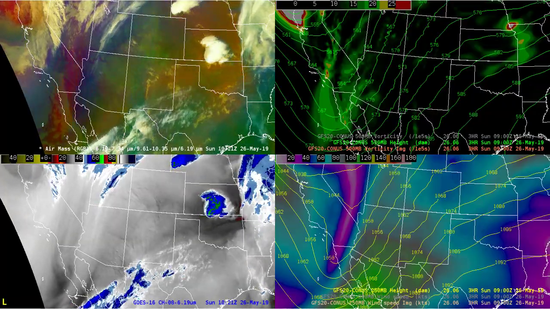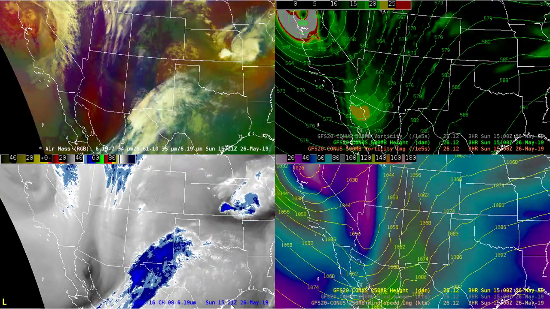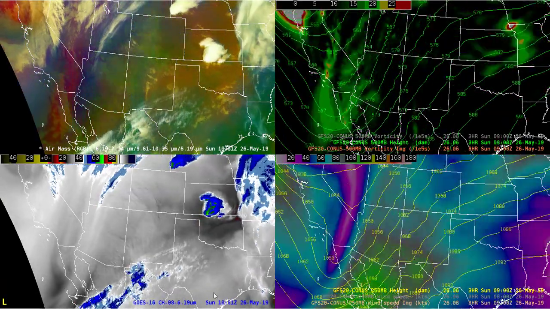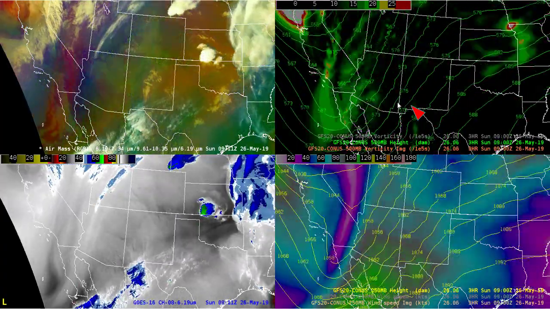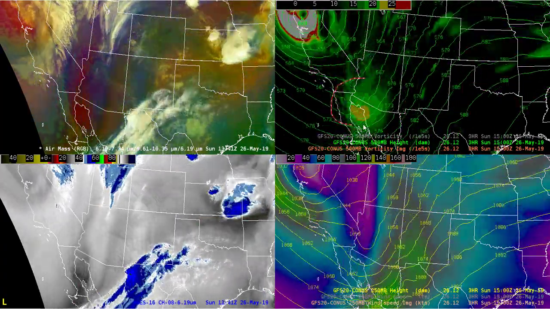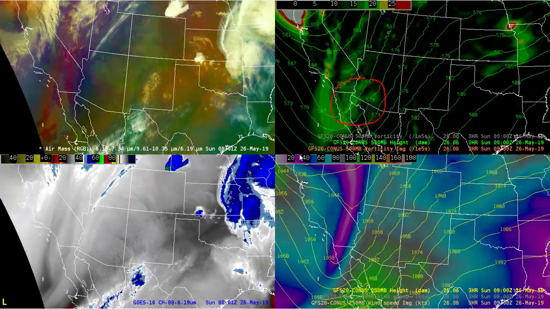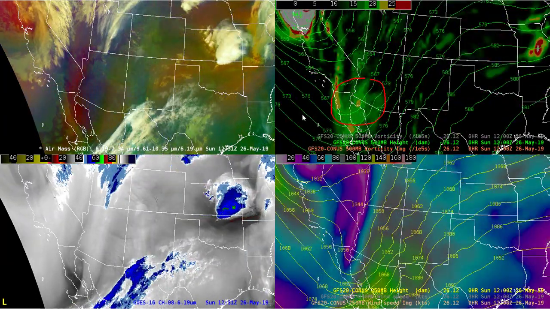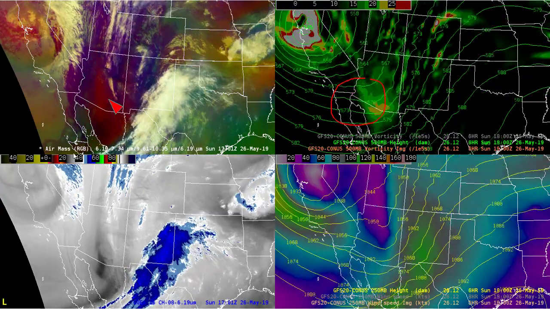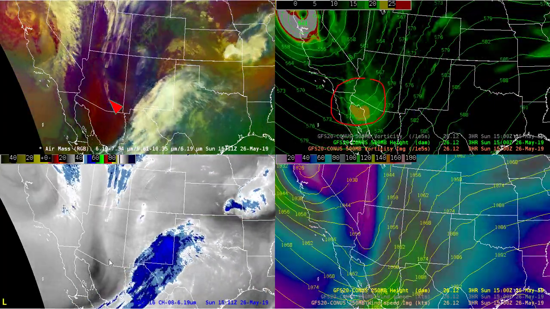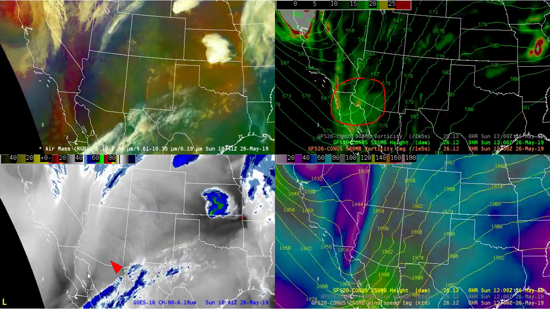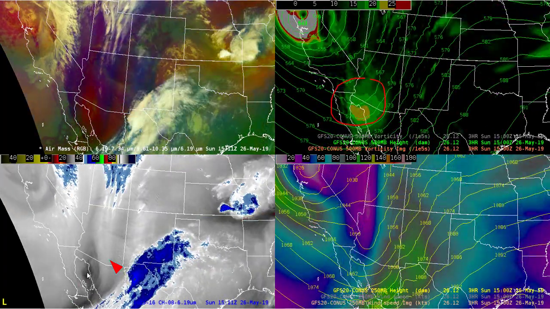If we move on to confirm what we see in NWP output with GOES imagery, over here in the upper right we have our GFS 500 millibar vorticity, and it nicely shows this vortmax in Arizona moving off to the northeast, and we can easily see that over here in the GOES air mass RGB product, and also very nicely here in the 6.2 micron water vapor band.